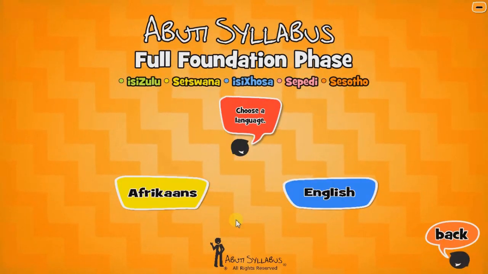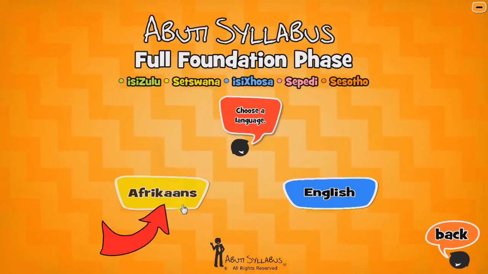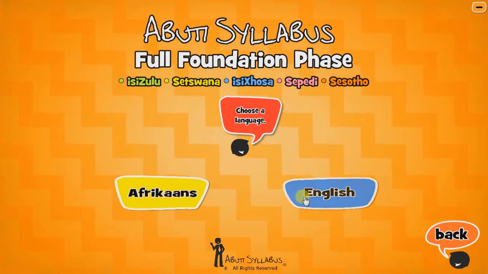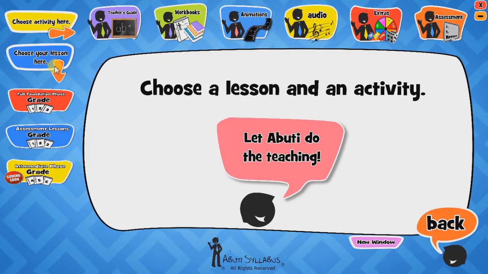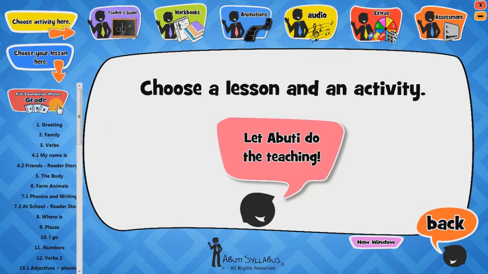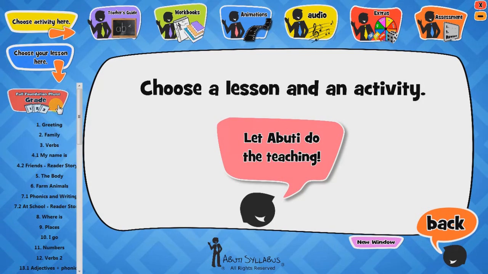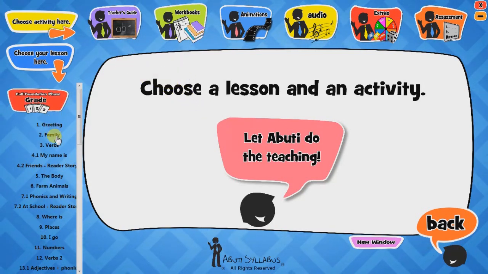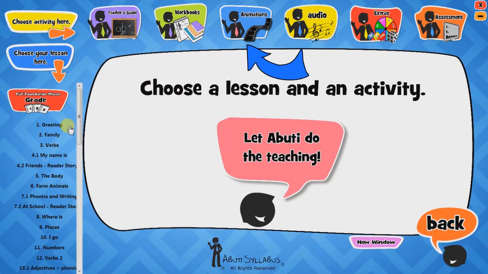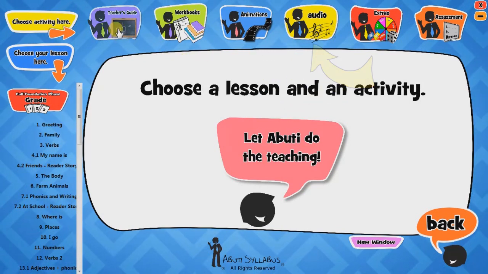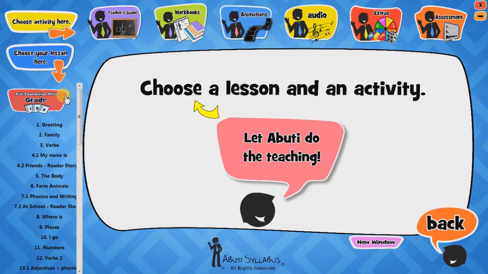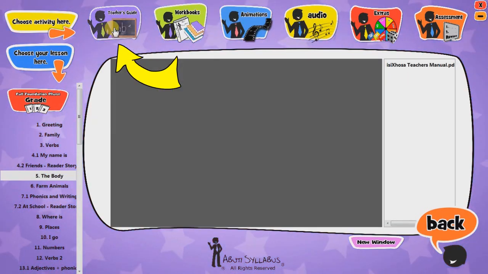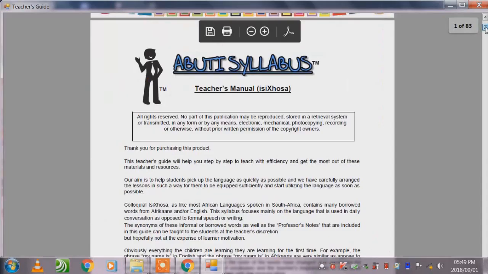On the first page, you can choose the medium in which you would like to teach, namely Afrikaans or English. Then you just follow the steps and choose your lesson. Here you can access all the digital material of each lesson: the teacher's guide, the workbook, the animations, the audio, noun class poster, and the board game. For example, if you click here, you can access the PDF version of the teacher's guide.